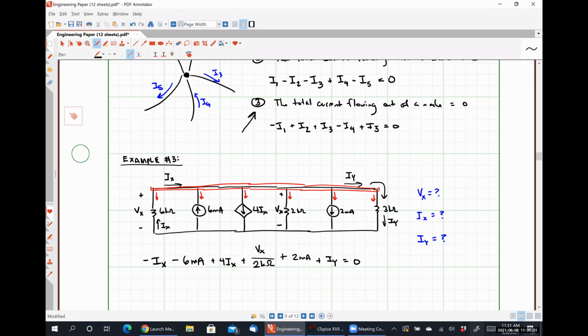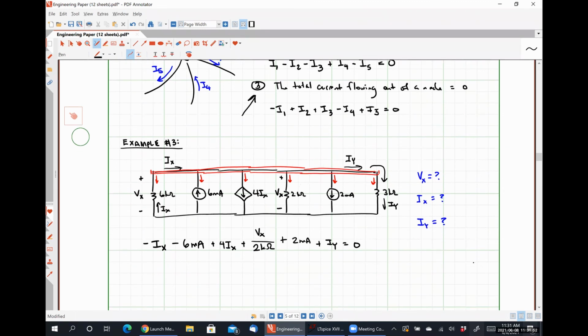So we have one equation and 3 unknowns. So this is an example, again, of a single node pair circuit where everything is in parallel. And as I discussed previously, that means that every circuit element has a voltage drop of Vx over it. So we can develop a relationship to express Ix and Iy in terms of Vx.